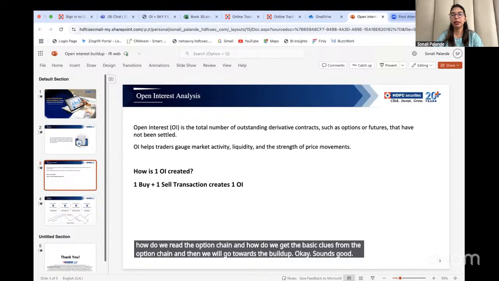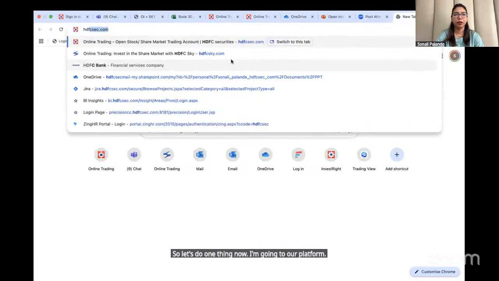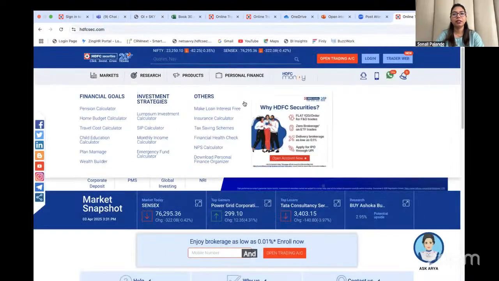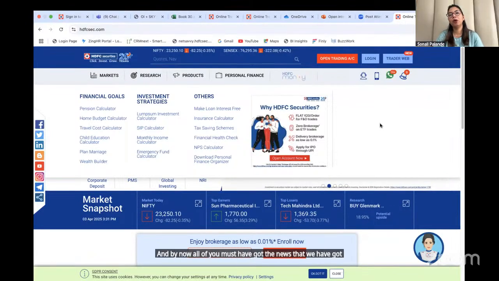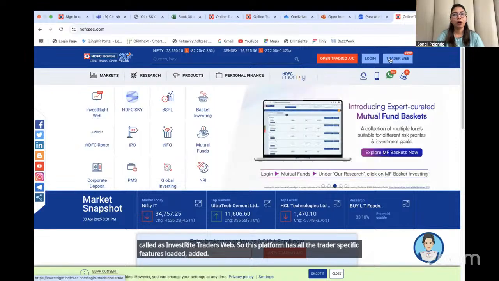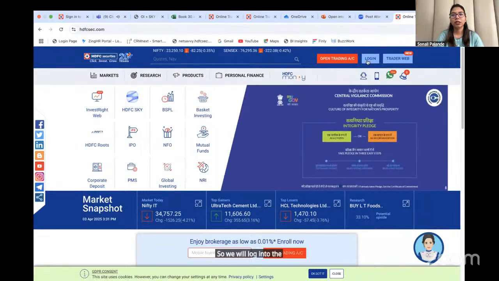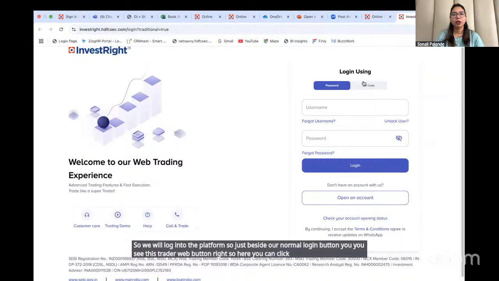So let's do one thing now. I'm going to our platform. By now, all of you must have got the news that we have this new platform called InvestRight Traders Web. This platform has all the trader-specific features loaded in it. So we will log into the platform. Just beside our normal login button, you see this trader web button, right? Here you can click, and once you click, you get two login method options.